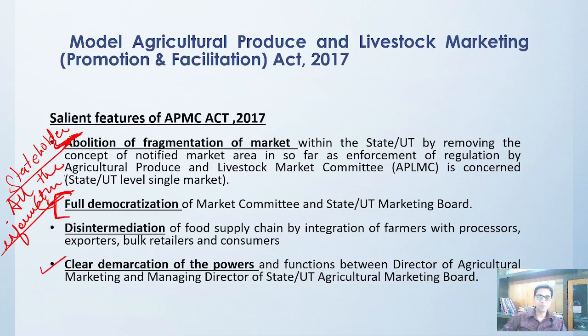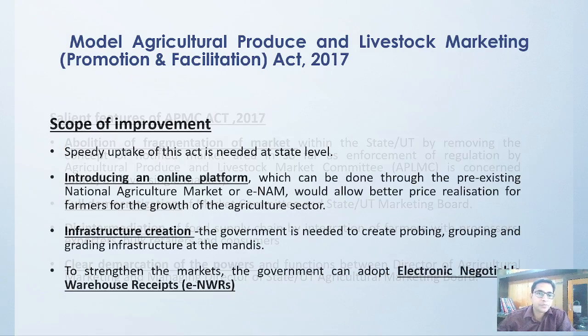Clear demarcation of the power, that means who is going to do what: what is the role of the director of agriculture marketing, what is the role of the mandis, what the head of the mandi will do, what the marketer will do, what the trader will do, what the merchant will do. Clear demarcation of the power should be there.